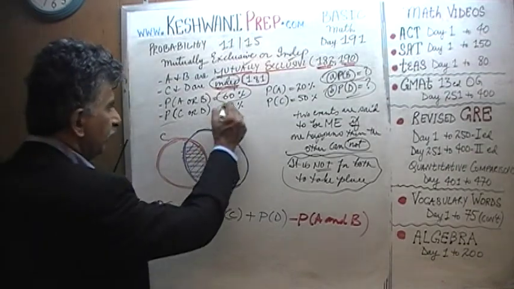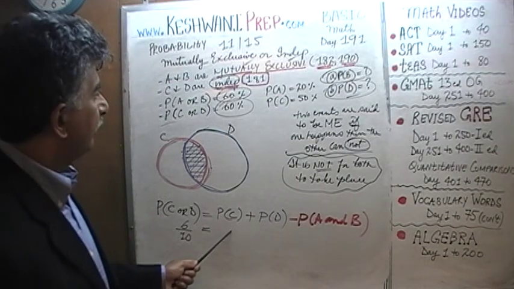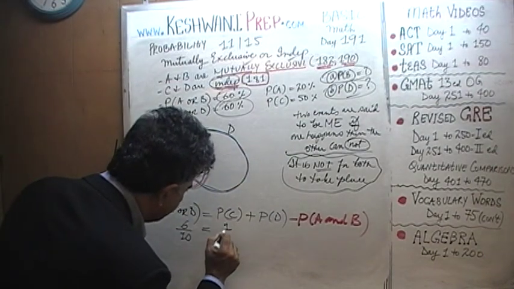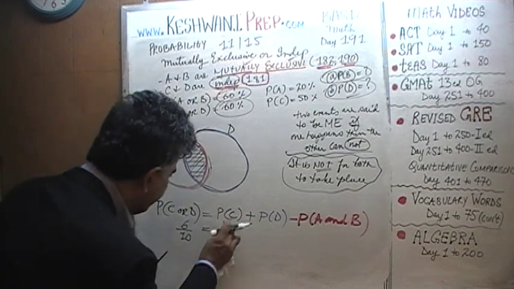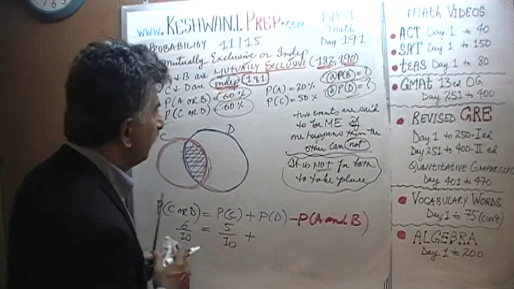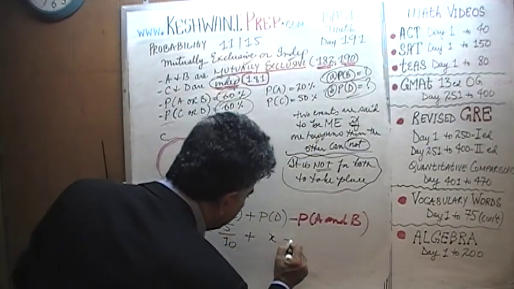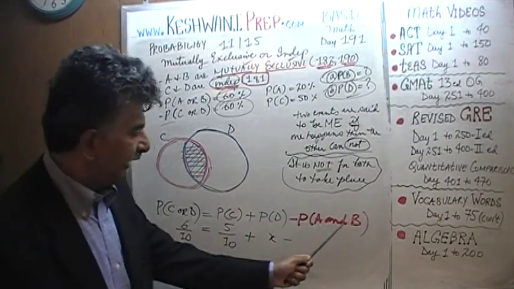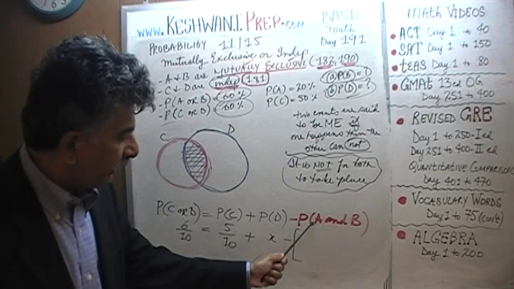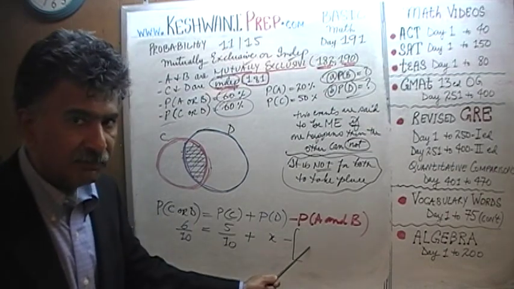C or D, we are told, is 60%, 6 out of 10. Probability of C, we are told, is 50%. Let's put it as 5 out of 10. Probability of D is what we're looking for. Let's call it x, that's our unknown. Minus the odds of C and D happening. When two events are independent, the odds of both happening is simply the product of their odds.